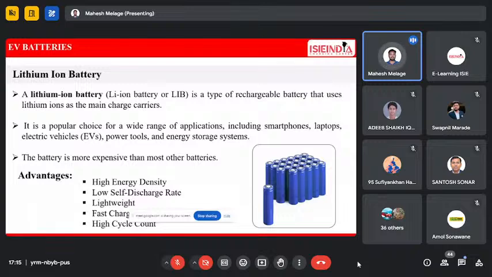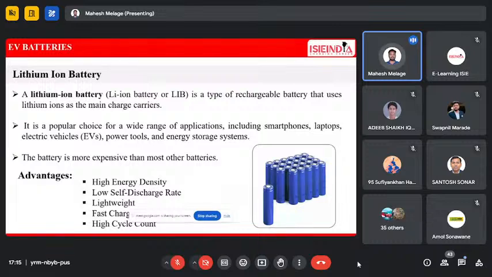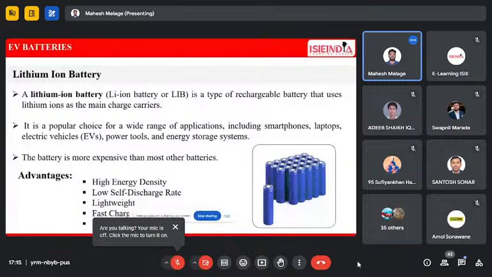The battery is more expensive. Why? Because this is a rare material. These batteries are used in mobile phone applications, laptops, power banks, power tool equipment, energy storage systems, and electric vehicles.